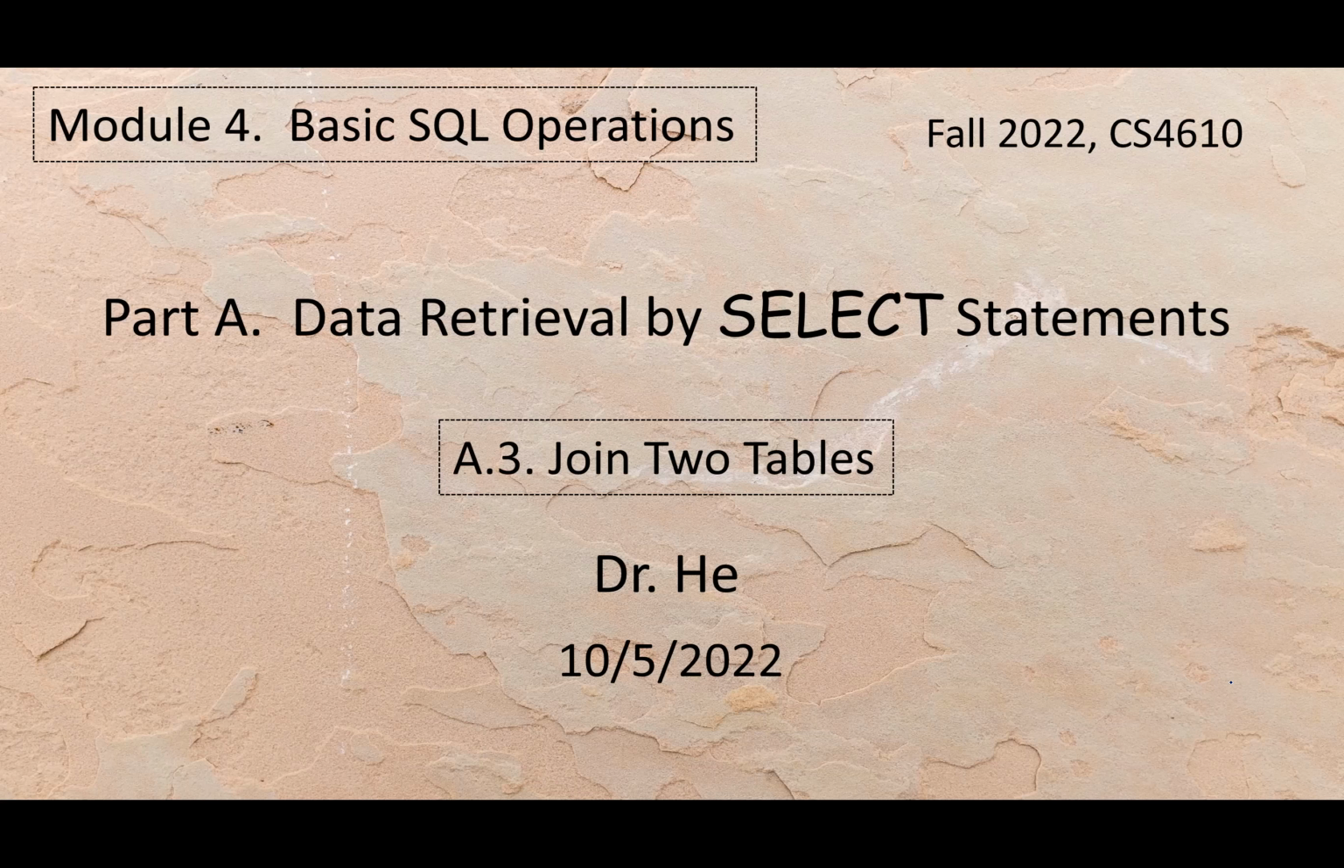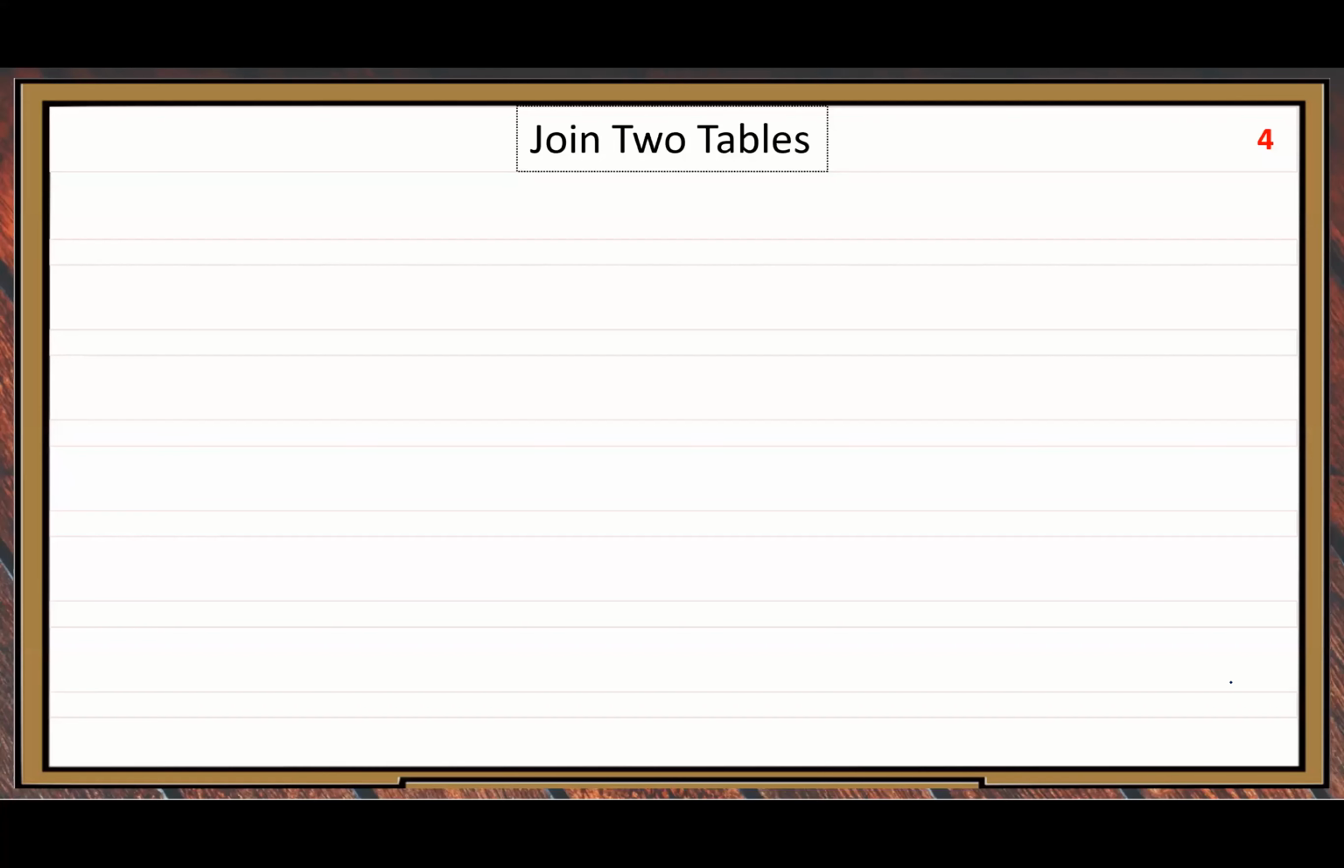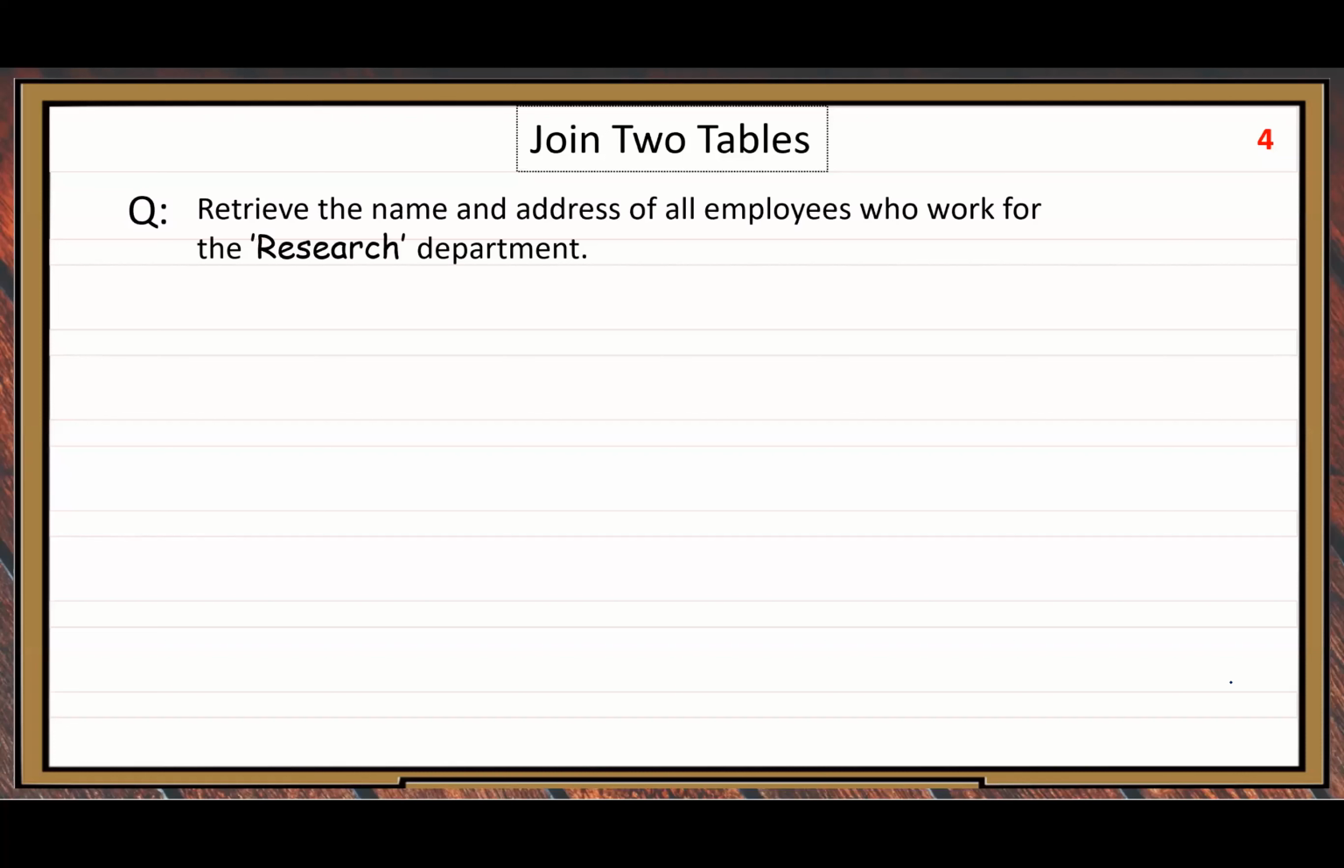Because a single table query is usually not very complicated, but for multi-table queries, it could be very hard. All right. Okay, join two tables.